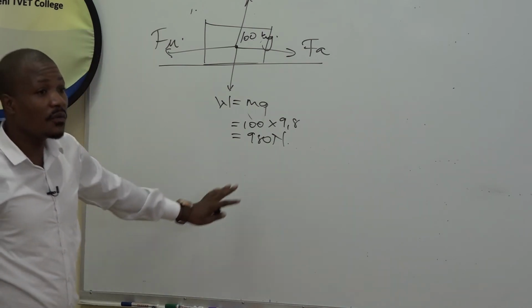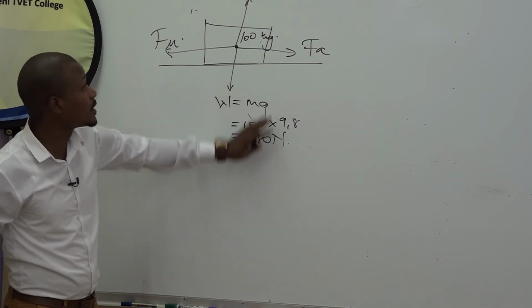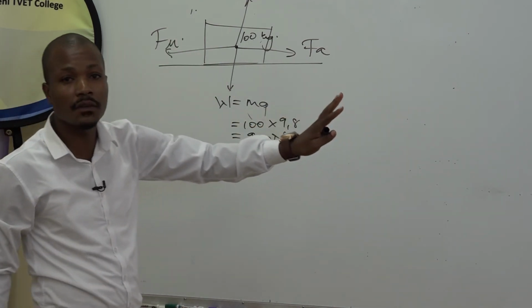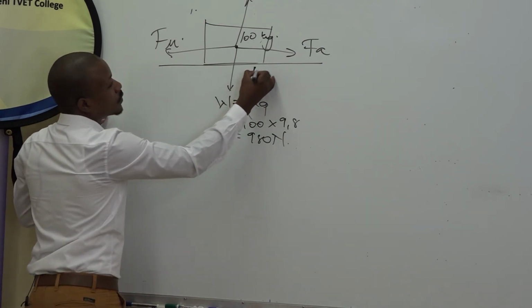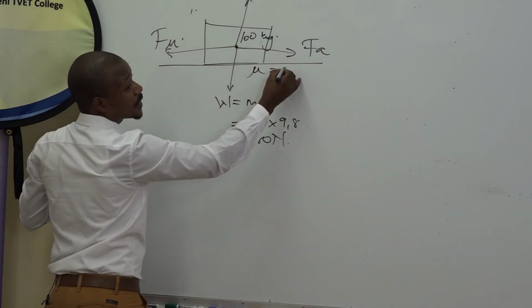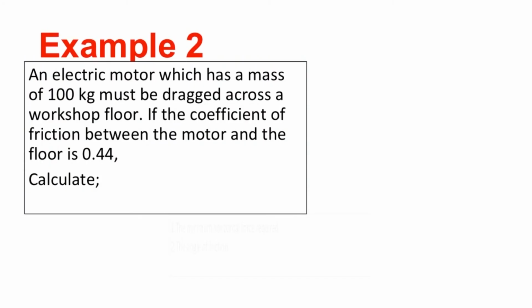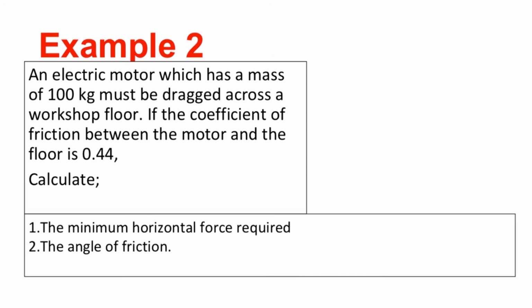So when you found your weight, this weight is equal to what? The normal reaction. What is it that we are given? Do we have the frictional force? No, we don't have the frictional force. But in this case, we are given mu, the coefficient of friction, which is 0.44. Let us go through the statement again. An electric motor which has a mass of 100 kg must be dragged across a workshop floor. If the coefficient of friction between the motor and the floor is 0.44, then we are required to calculate the minimum horizontal force which is required.